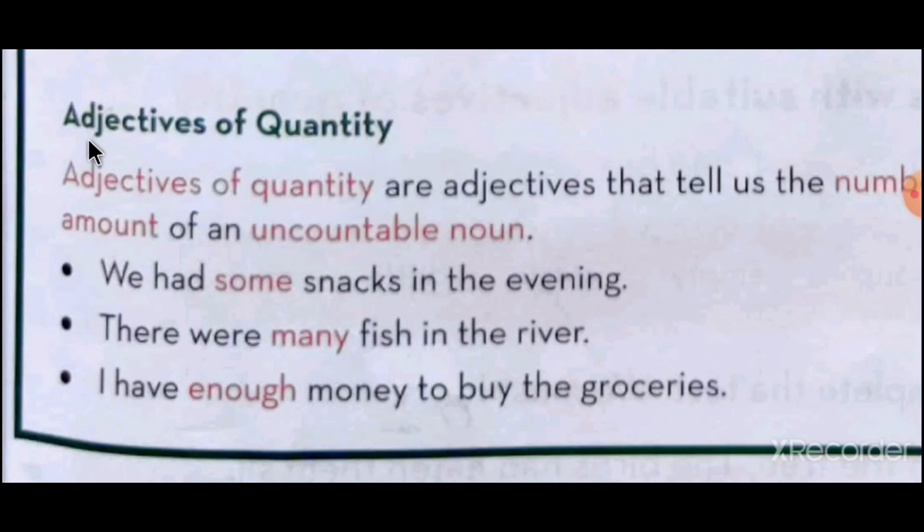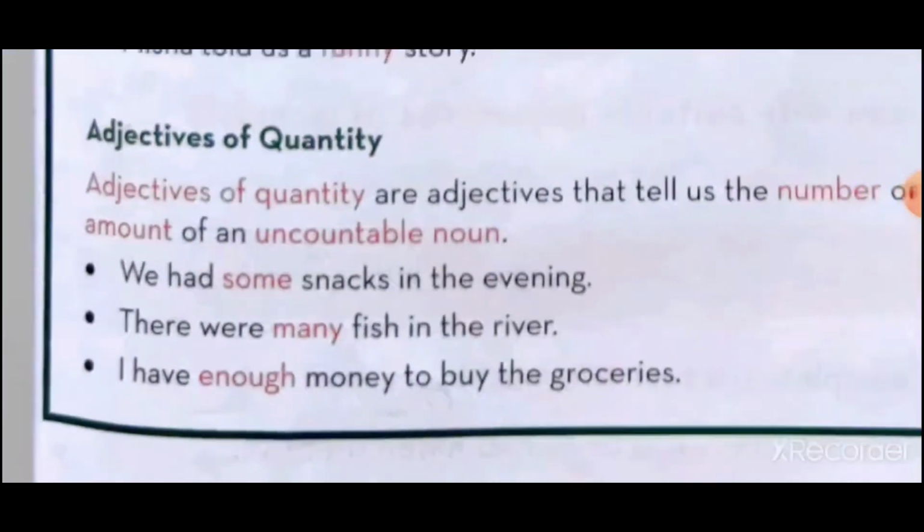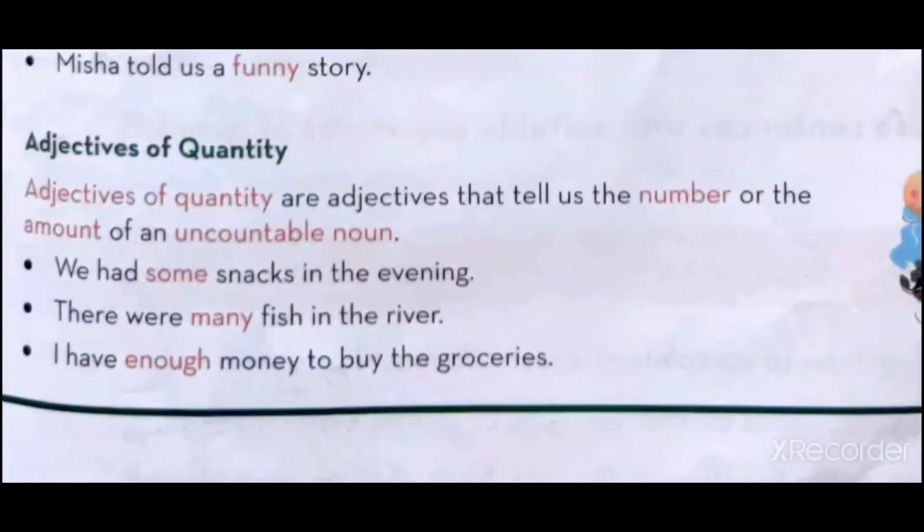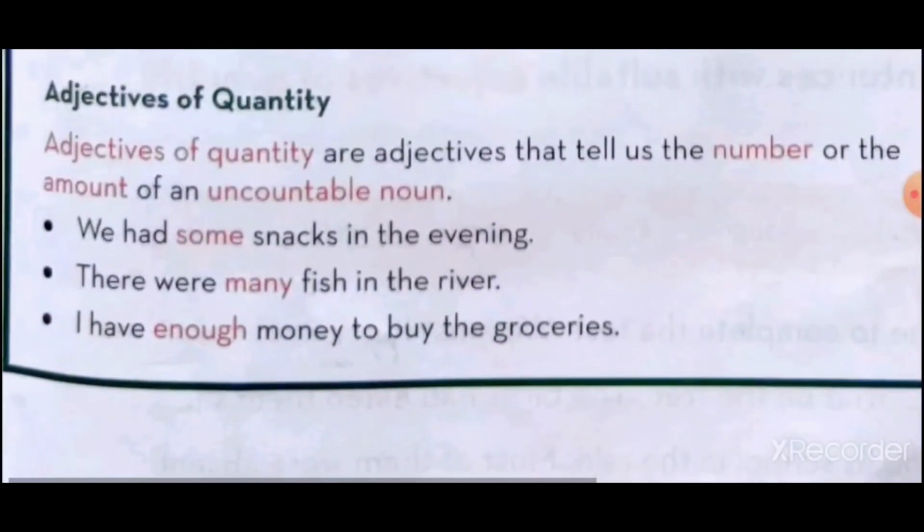Next one is adjectives of quantity. Let's see the definition and examples of that one. Adjectives of quantity are adjectives that tell us the number or the amount of an uncountable noun. Remember the word uncountable, which means we cannot count it. So it will give the number or an amount.